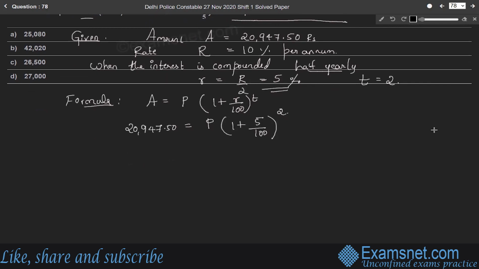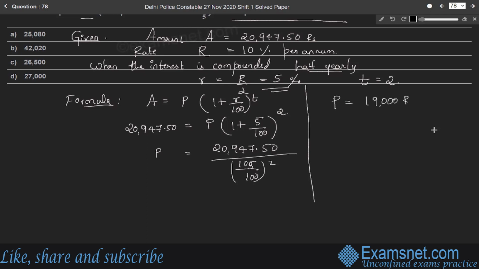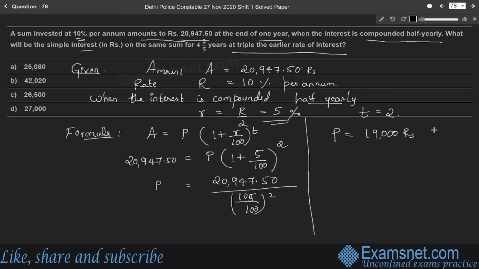Therefore principal amount is equal to 20,947.50 whole divided by 105 by 100 to the power of 2. Therefore the principal amount P, on simplification, you will get P as 19,000 rupees. 19,000 rupees. So come to the next part of the question here.